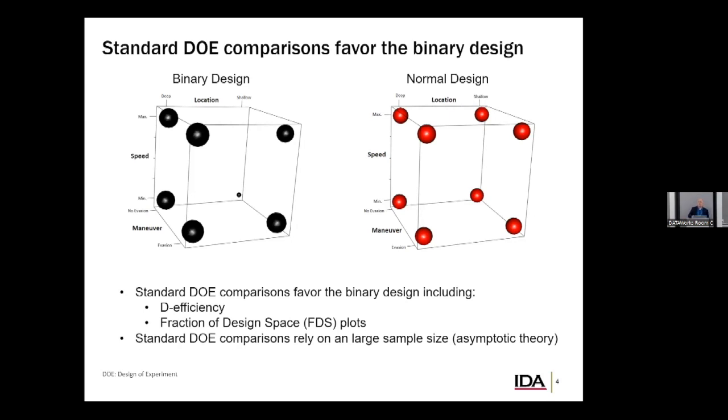So standard design of experiment comparisons, including the d-efficiency ratio and the fraction design space plots, both favor the binary design. Something to note about that, though, is both of those comparisons do rely on asymptotic theory, or in other words, assuming that your sample size is very large.